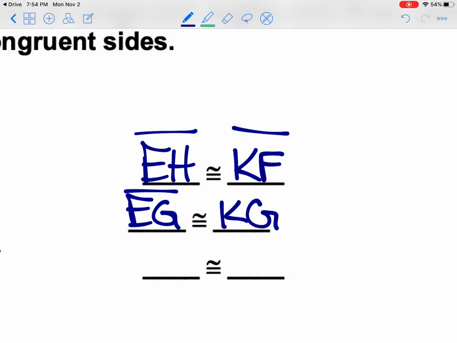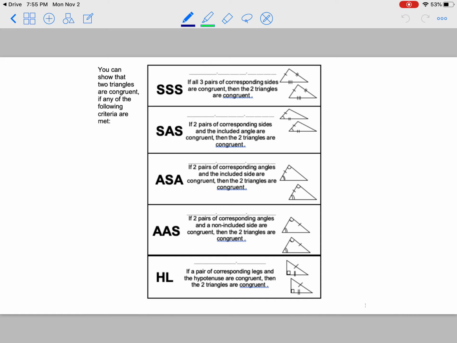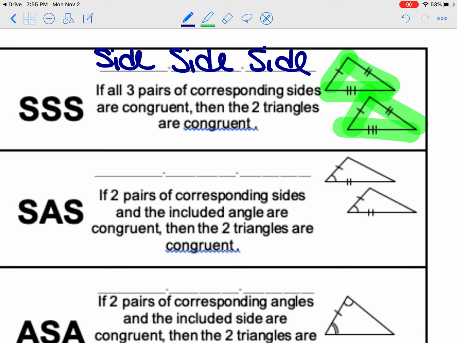To show that triangles are congruent, we have to use one of the following 5 criteria or theorems. Your S's are going to stand for sides, and A stands for angle. Looking at the first one, SSS stands for side, side, side, meaning that we know something about all 3 sides to show that they're congruent. Notice the markings here. This side and this side are all marked, and the same thing on the other triangle. Anytime you see a tick mark, that represents a side being congruent.